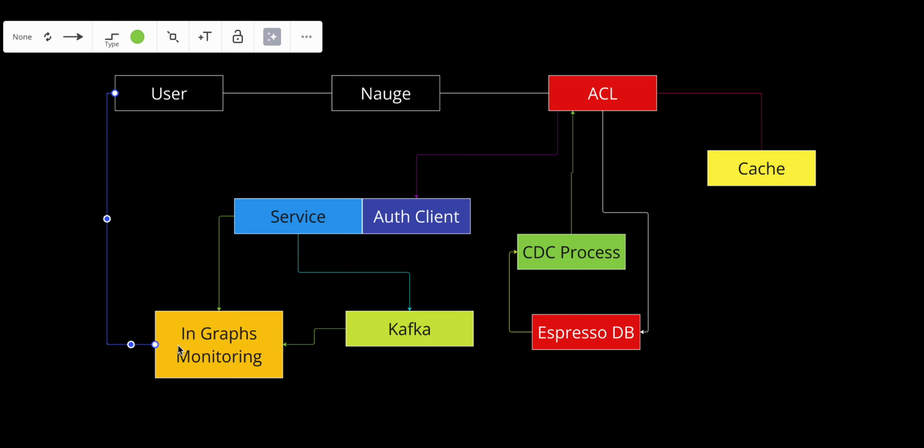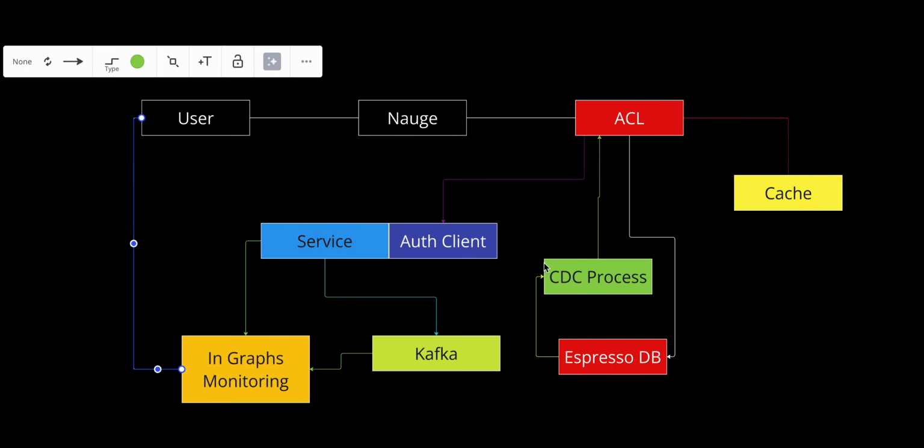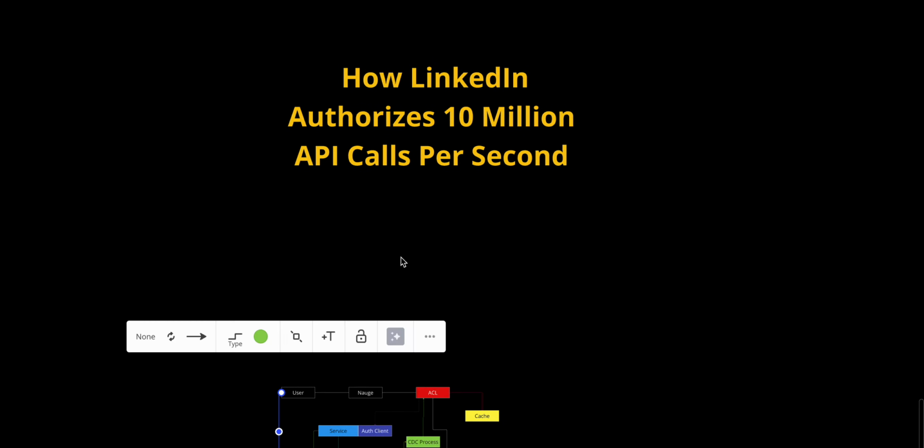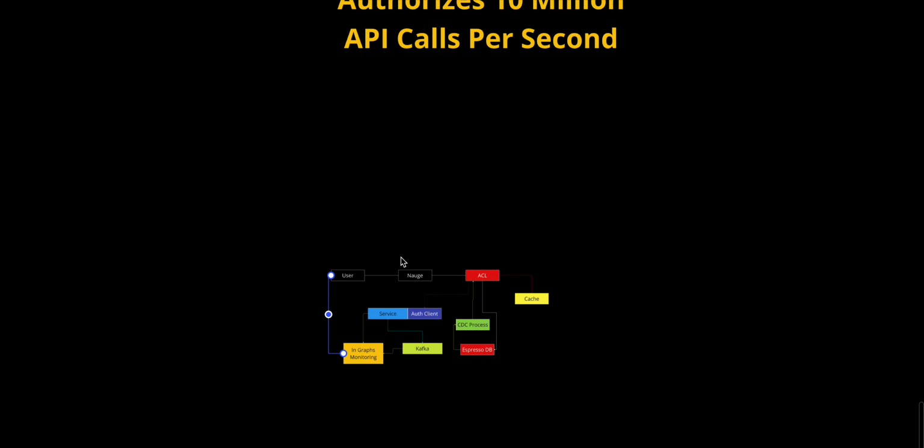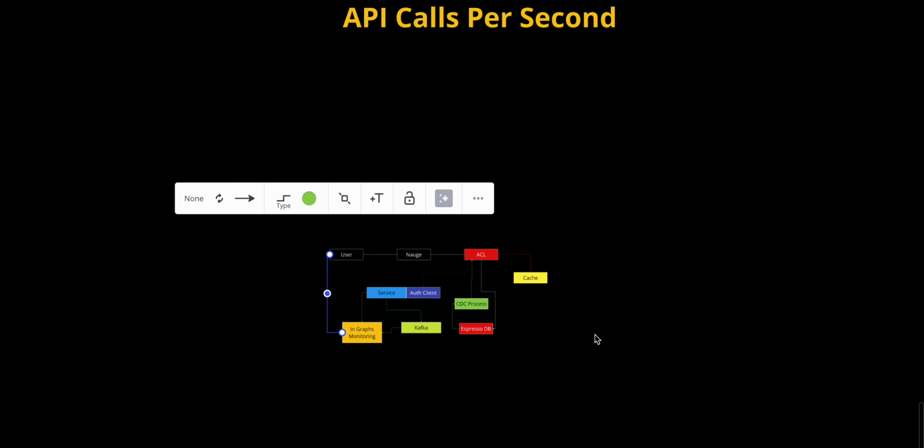By combining these components, LinkedIn achieves a scalable, high-performance, and secure authorization system capable of handling tens of millions of API calls per second. So this is a system design of how LinkedIn authorizes 10 million API calls per second efficiently.